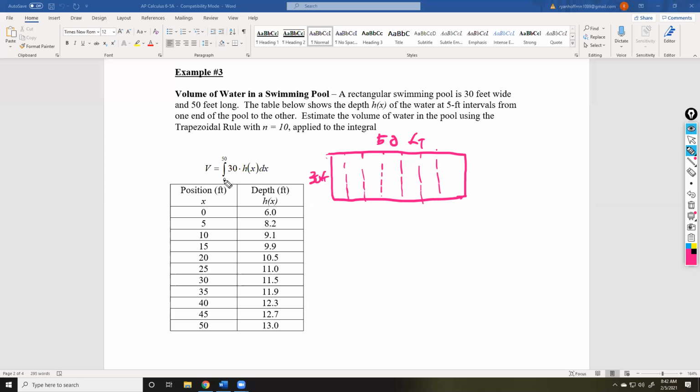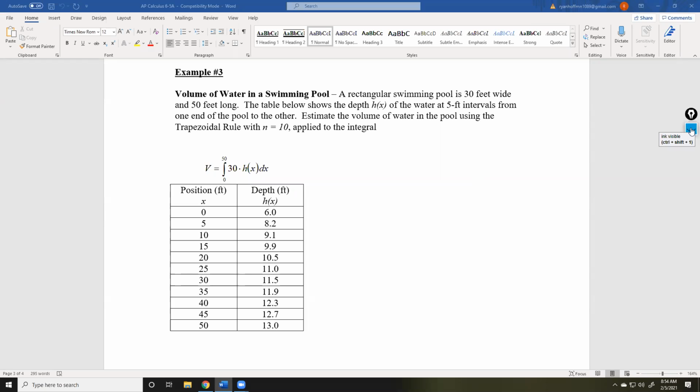We're going from a length along the pool of 0 all the way up to 50 and saying at all of them, we're going to take length times width times depth. The width doesn't change. So really, I can say that we're taking a 30 out of this whole thing. From 0 to 50 of h of x dx. So a 30 is going to come out of this whole thing. And then in this space, you're going to put the trapezoid formula. Sub 10. And so I'm going to give you a couple minutes to actually write out what the formula is going to be for the trapezoidal rule. So I'm going to give you a couple minutes to try this on your own before I show the answer here.